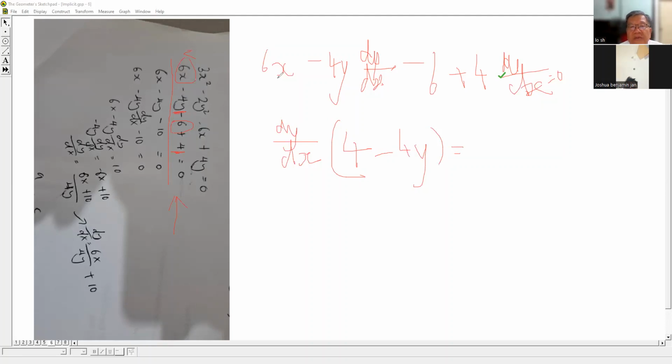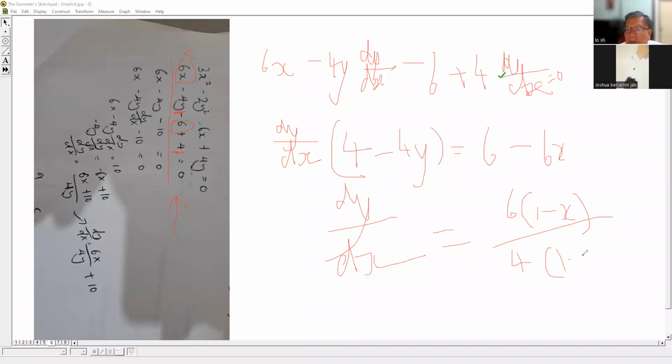Then these two terms, without dy dx, you bring over the other side. Negative 6 bring over the other side, become 6. 6x bring over the other side, become negative 6x. So what is dy over dx? Dy over dx equals to 6 bracket 1 minus x over 4 bracket 1 minus y. So this is your dy dx. Okay, now?